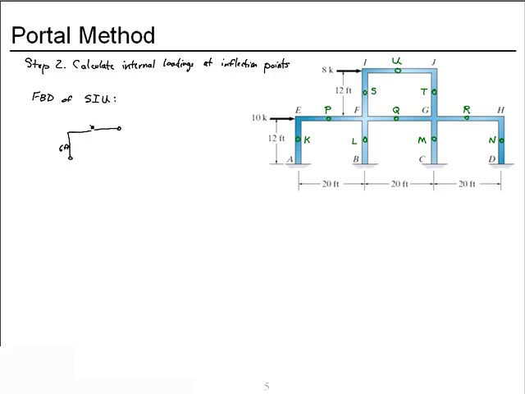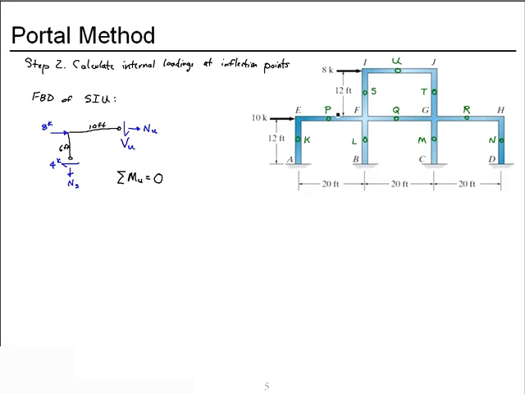And that piece is 6 feet tall, 10 feet wide. We have the 8 kip lateral load applied, unknown shear VU, unknown normal force NU. We know that our shear at S is 4 kips, and unknown normal at S. I can apply equilibrium. Sum moments about point U.